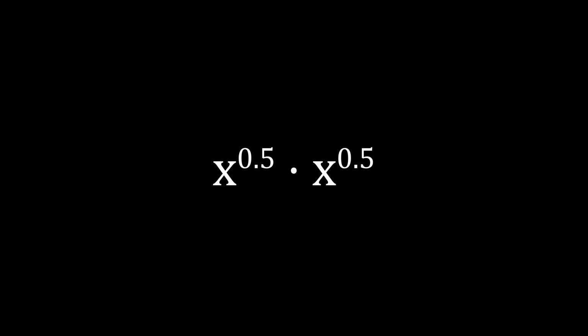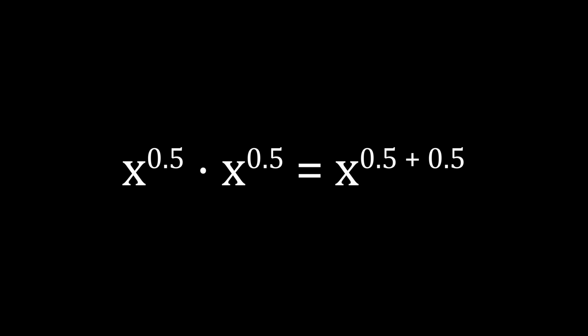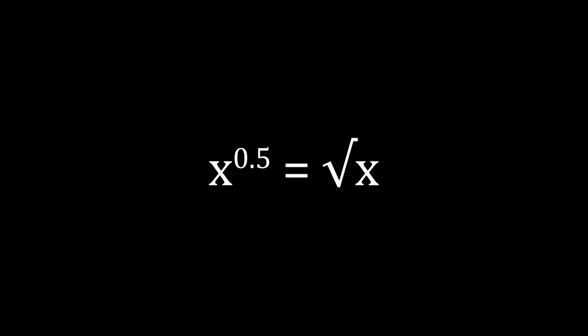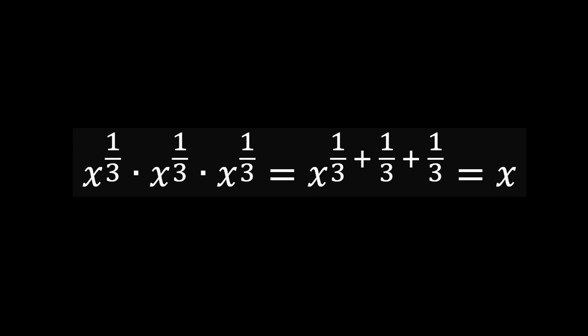When multiplying x to the power of a half with x to the power of a half, we can add the powers. X to the power of a half plus a half equals just x. Now we multiplied a number by itself and got x, meaning that number is the square root of x. This works for all the other roots too. X to the power of a third times x to the power of a third times x to the power of a third equals x to the power of 1/3 plus a third plus a third, or just x.